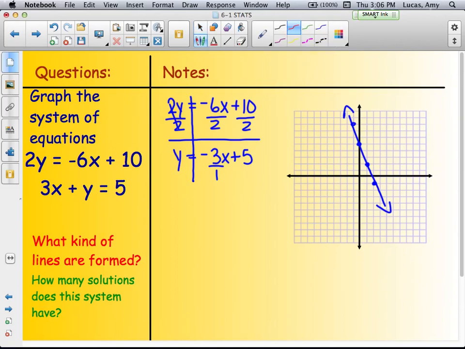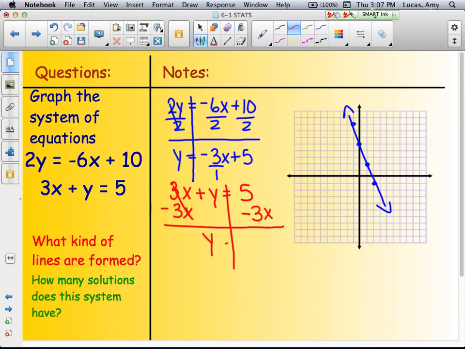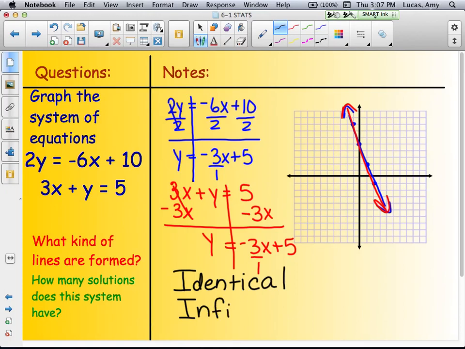My second line, again, not quite in slope-intercept form. So this one's going to require a little work. Just one step, subtract 3x on both sides. So y equals negative 3x plus 5, which happens to be exactly the same as my first equation. So my lines are going to be what we call identical. So what type of lines? They're identical. And then how many solutions? Infinitely many, because they cross at every point on the line.